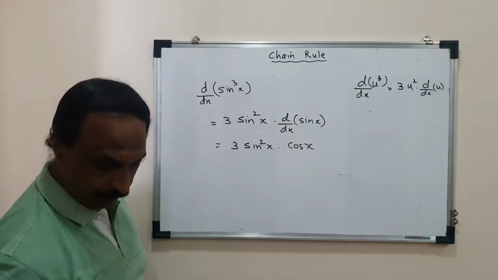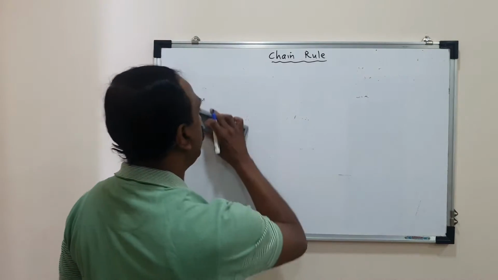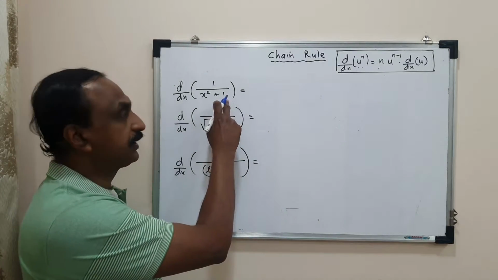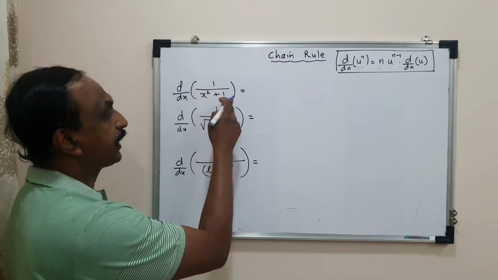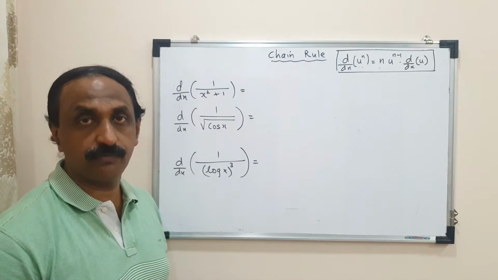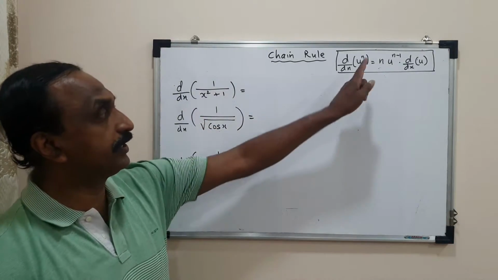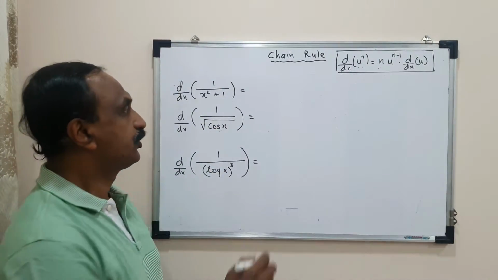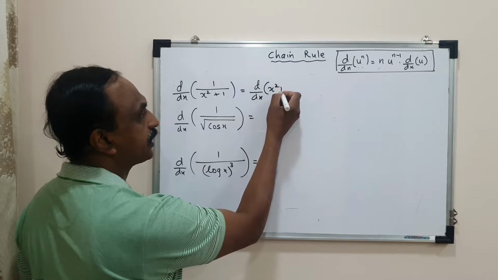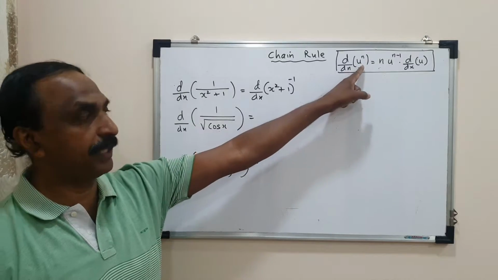Now let's have a look at another function, another example. Now I'm going to put many questions together and let's see how. Now I start with the function 1 upon x squared plus 1. Whenever we see 1 upon, you always get a confusion whether it belongs to the power rule. It belongs to power rule only if it is u to the power n. So we can write this as d by dx of (x square plus 1) raised to minus 1. Now this became power. We can apply this formula.